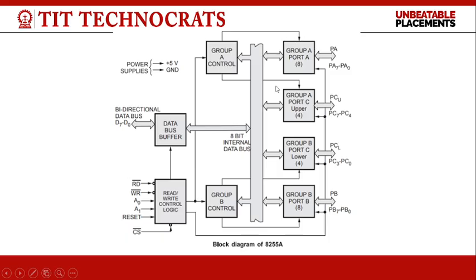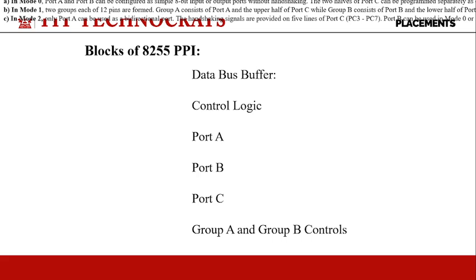These three ports can be controlled by Group A control and Group B control. That means Group A consists of port A and port C upper, and Group B consists of port C lower as well as port B. And as we see, there is a data bus buffer as well as read-write control logic available inside the 8255 PPI. Now what is the purpose of these blocks in 8255 PPI?